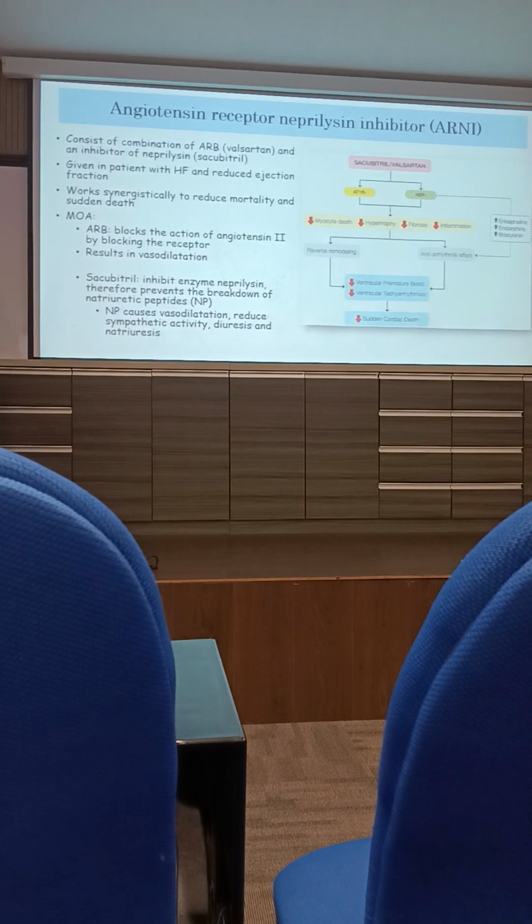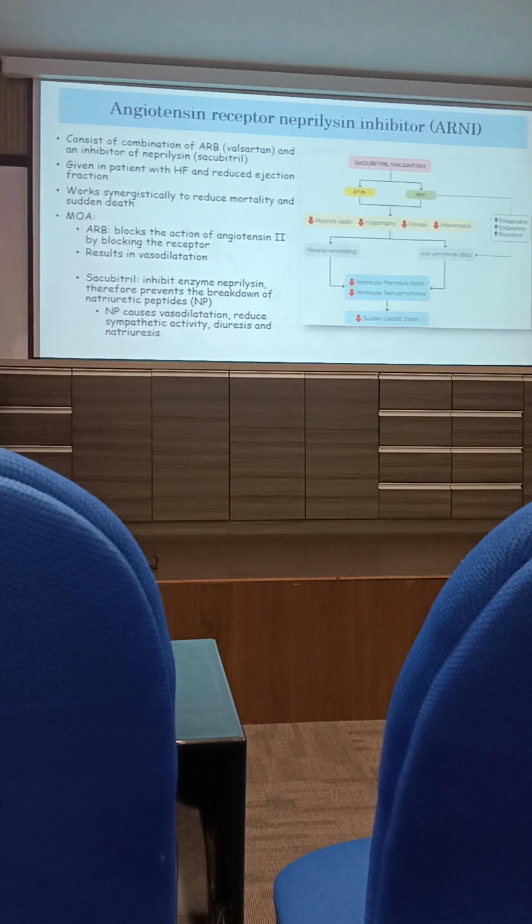Okay. So the fourth drug is the angiotensin receptor neprilysin inhibitor, ARNI. So this is a combination of two drugs, which is the ARB, valsartan, and another drug called sacubitril. Okay, so sacubitril is an inhibitor of neprilysin. So you give ARNI in a patient with heart failure and reduced ejection fraction. Okay. And it works synergistically to reduce mortality and sudden death.